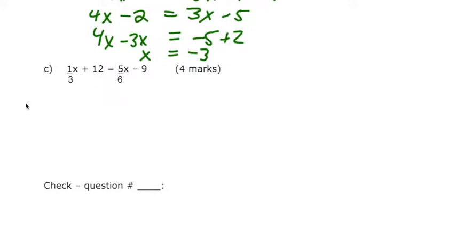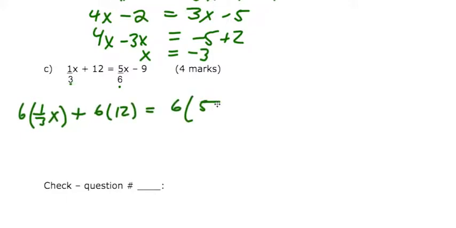I got a 3 and a 6. You want to multiply everything by the lowest common multiple of 3 and 6. So what's the lowest number that 3 and 6 go into? And the answer is 6. They both go into 6. So you multiply the first term by 6. And you multiply everything by 6. So this by 6. This by 6. And this by 6.